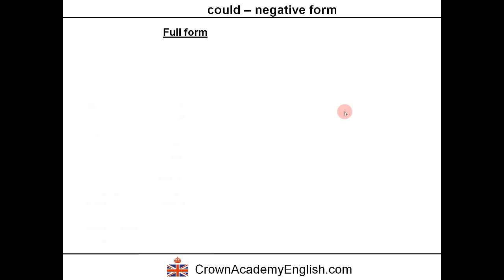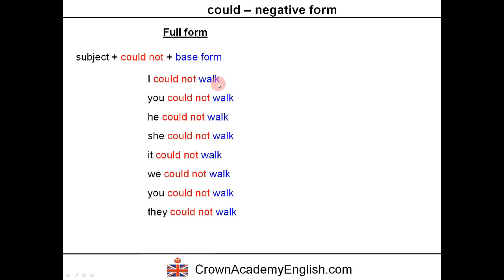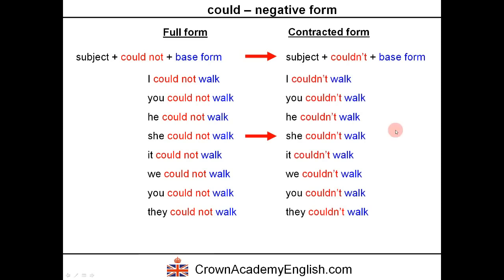The negative. So we have a full form, which is subject, could not, base form. Okay, so I could not walk, you could not walk, etc. I'm not going to say them all, but here they are. And we also have a contracted form. So here we have the subject, and now could not becomes couldn't. Couldn't. So we have an N apostrophe T followed by the base form. So this is the only part that changes. So I'll pronounce the first two. I couldn't walk, you couldn't walk, he couldn't walk, etc.